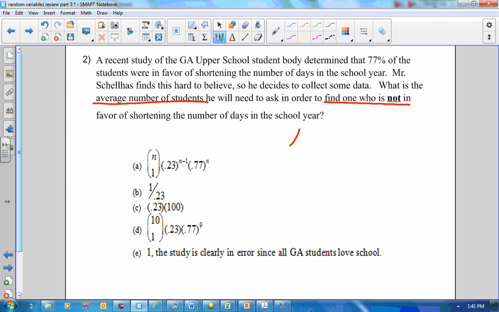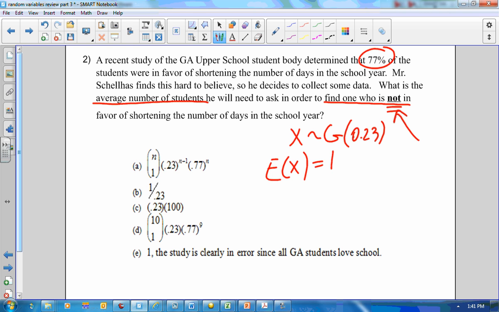Okay. So we want to know the mean or expected value until he finds 1, his first success. So we know that this is a geometric distribution. And so since it says 1 who is not in favor, so it said that the probability they were in favor was 77%. But since we're looking at not in favor, we would like that to be 0.23. And since it's a mean or expected value, I know E of x or mu of x for a geometric is just 1 over p. And so here's my answer B.